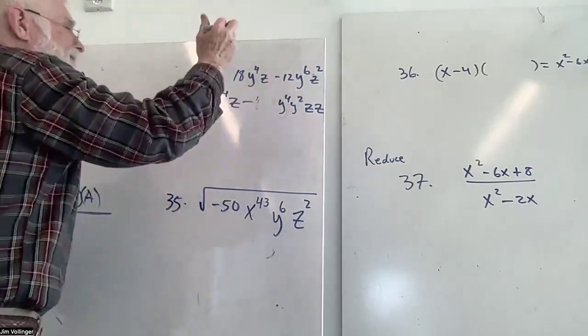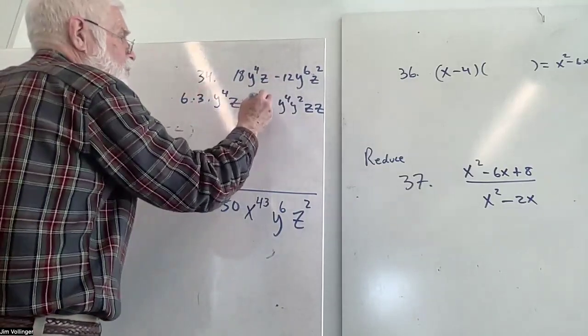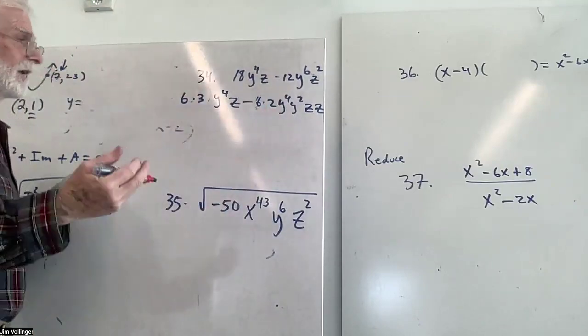What's common? 6 is common. 6 times 3 and 6 times 2. That's what I should have done. At least I caught it.